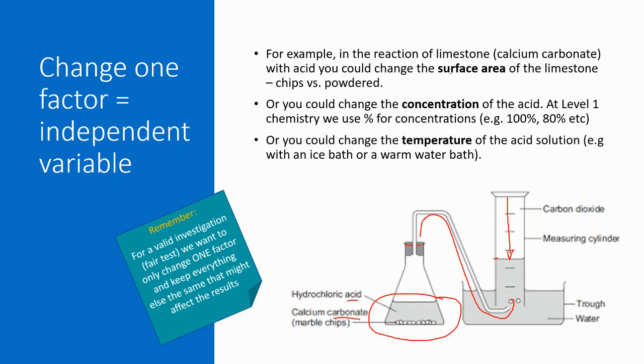So to change it, we could change the surface area of the limestone or the calcium carbonate chips. We could, for example, use powdered limestone. We could change the concentration of the acid solution. We could change the temperature of the acid solution. We could put it in a water bath and heat it up, or an ice bath and cool it down. And these things are going to mean that the reaction will go faster or slower.